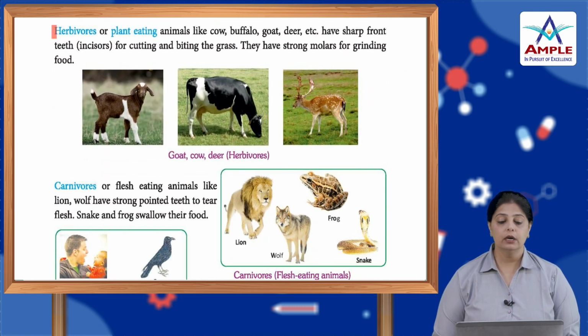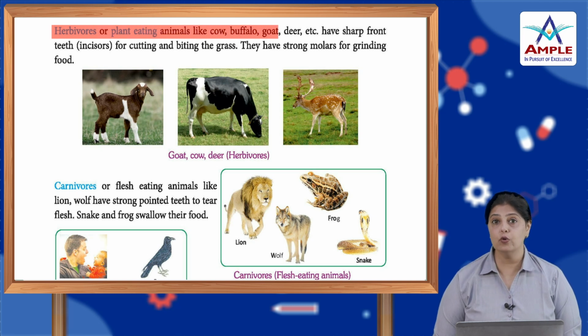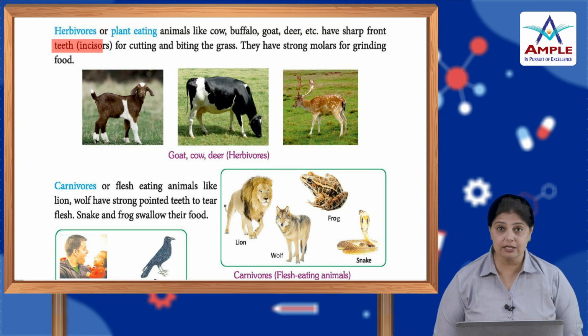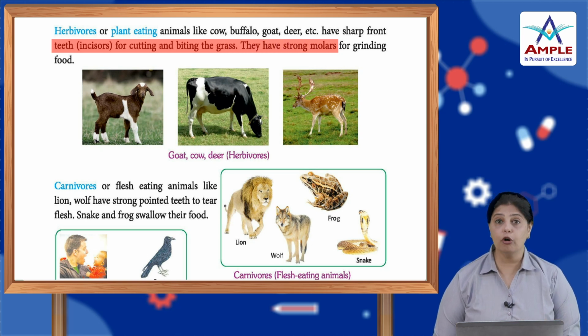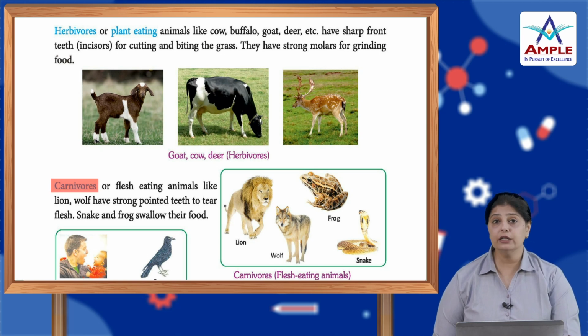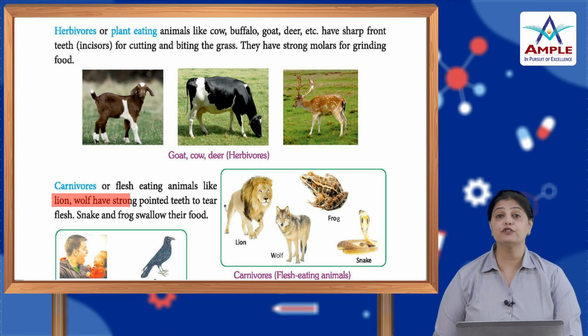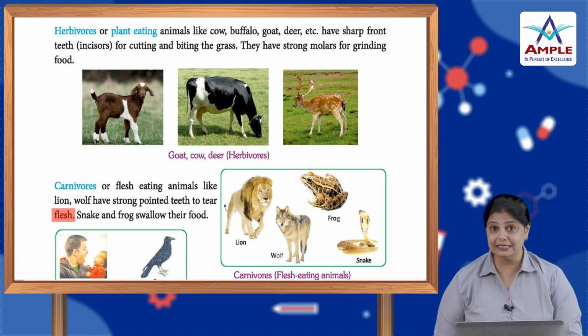Now, herbivores or plant eating animals like cow, buffalo, goat, deer, etc., have sharp front teeth known as incisors, which are used for cutting and biting the grass. They have strong molars for grinding food. Now, carnivores. Who are carnivores? The animals that eat the flesh of other animals. Flesh eating animals or carnivores like lion and wolf have strong pointed teeth to tear flesh.